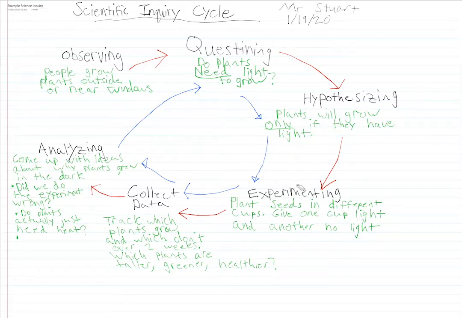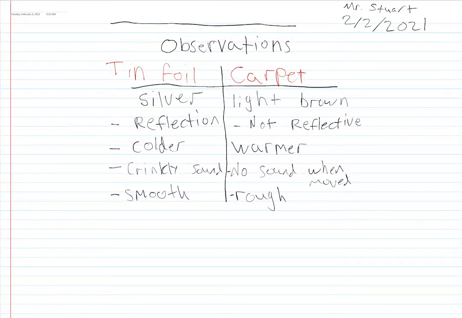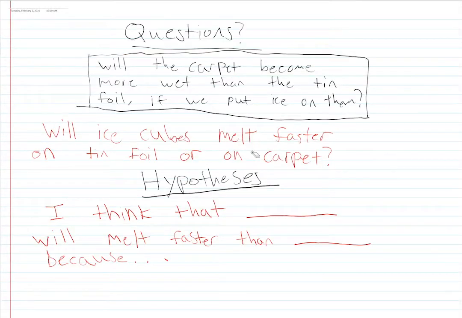And then we are going to do the experiment, collect some data, analyze the experiment, and then we're going to go back to asking some more questions. But we're going to get there. This whole process we're doing in order to learn about the scientific process so you can come up with your own experiments in the future. So remember, we made some observations of our different objects, okay? And then we asked some questions. The question that we asked: will ice cubes melt faster on the tinfoil or on the carpet?